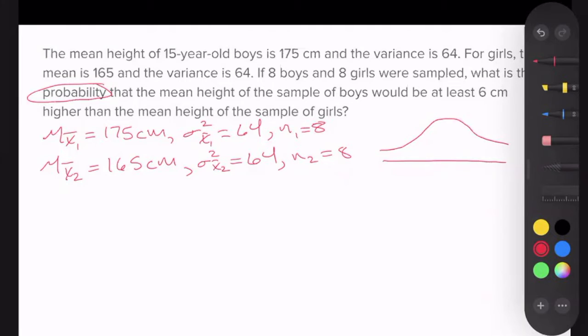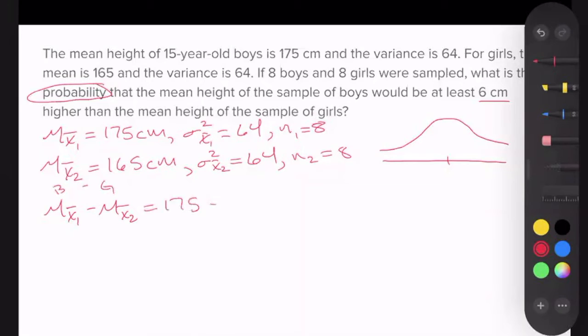So I'm wanting to put something on the normal curve and compare when the boys would be 6 centimeters higher. So I'm going to subtract them. If they're the same height, it would be 0, right? And so boys higher than 6 means that if I subtract the boy minus the girl, I get 6. So I'm looking at the mean of X bar sub 1 minus the mean of X bar sub 2, which is boys minus girls.